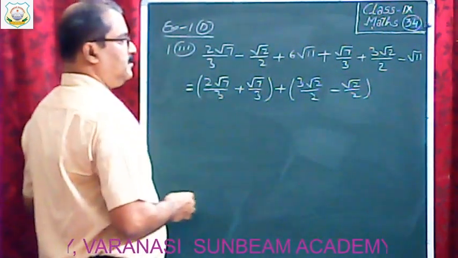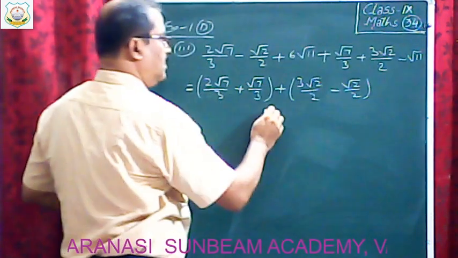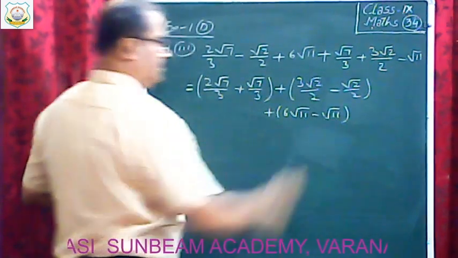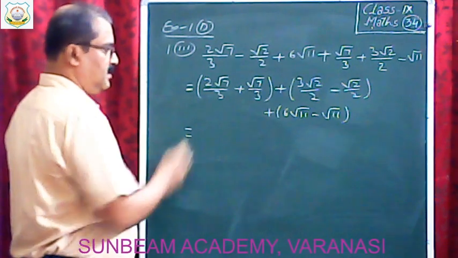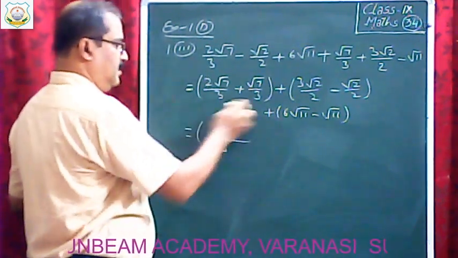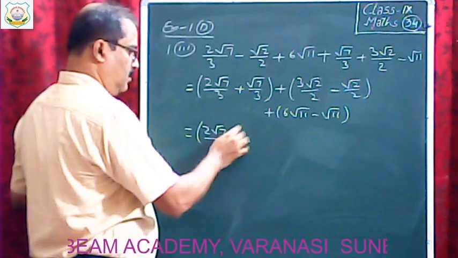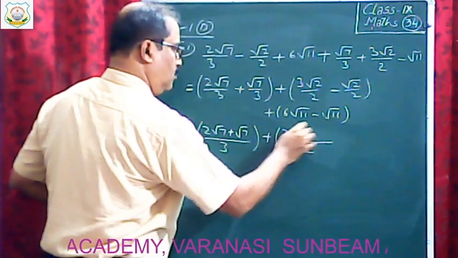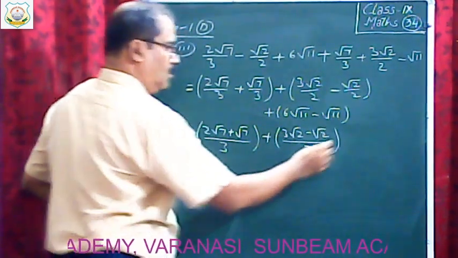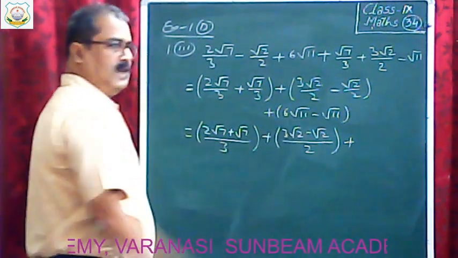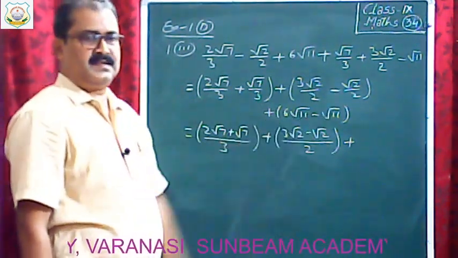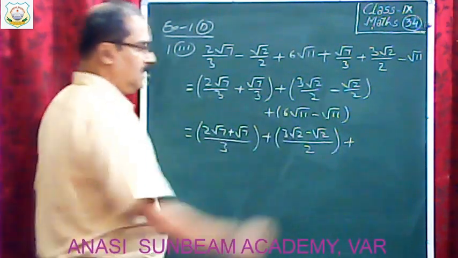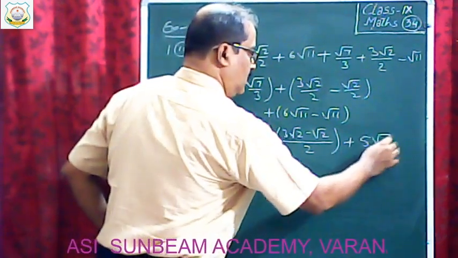Okay, then after root 11 plus 6 root 11 minus root 11. Now thereafter simplification, 3 LCM, so 2 root 7 plus root 7, 2 LCM, 3 root 2 minus root 2 plus 6 root 11 minus root 11. So 6x minus x, 5x, similarly 6 root 11 minus root 11. You get 5 root 11.